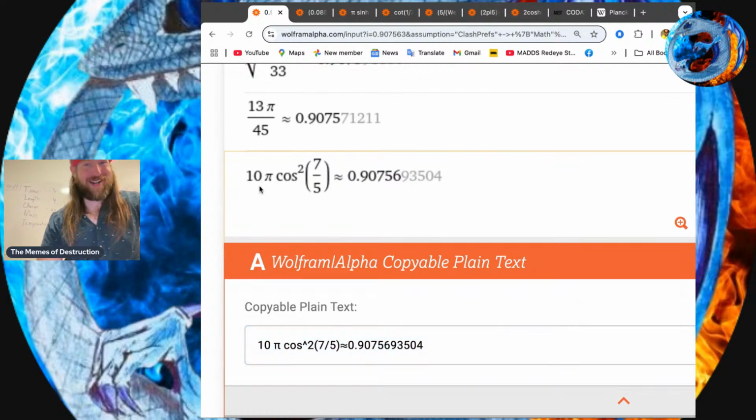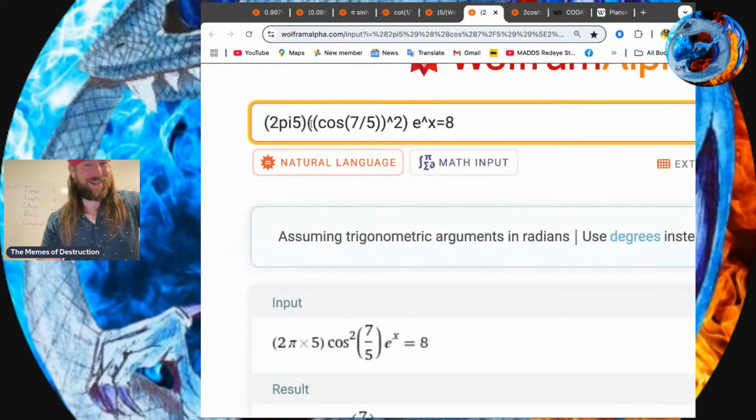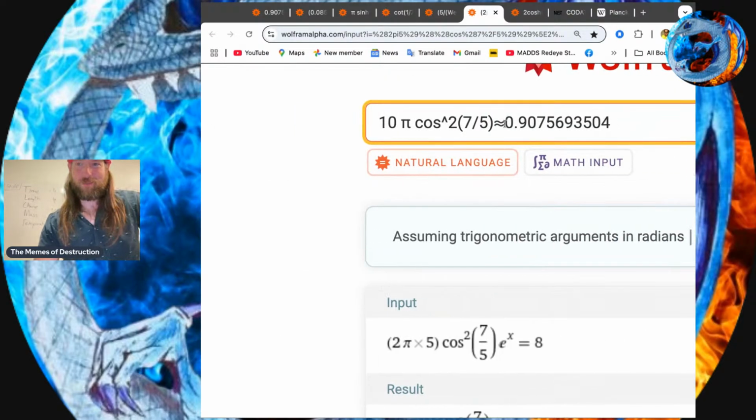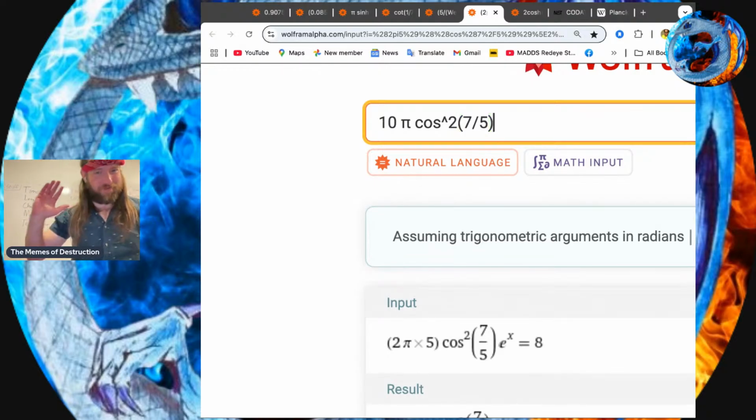So basically, I'm just reading that as 10 circles, cosine squared, 7 divided by 5. Oh, we've been seeing some 7s and 5s pop up. Oh, very interesting. You can also rewrite it as this, but I'm just going to delete that. I'll put it in, so I'm making sure that I'm not up to any funny business. I love getting up to funny business.